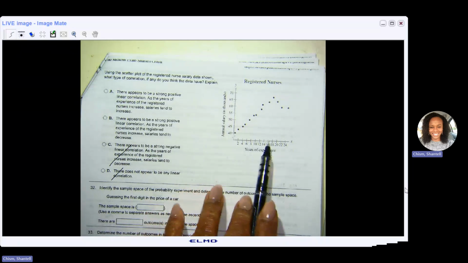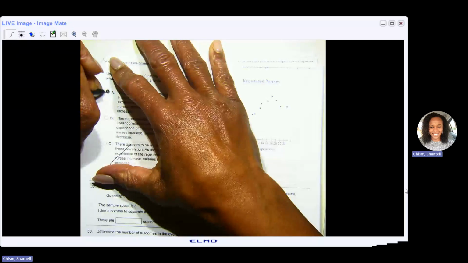So right away, I am omitting C and I'm omitting D because the points are going upward. So it's either A or B. Let's read A. There appears to be a strong positive linear correlation. As the years of experience of the registered nurses increase, salaries tend to increase. Yeah. So as years increase, as we go outward, the salaries are increasing as well. That's what a positive correlation does. Dependent variable increases, independent variable increases.